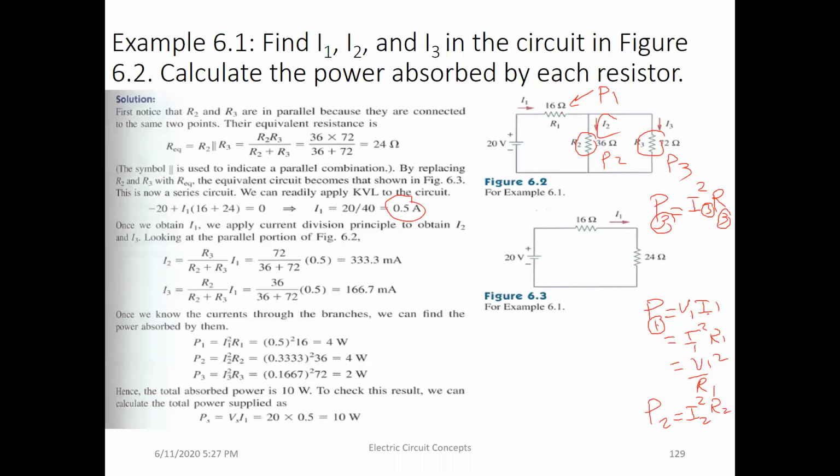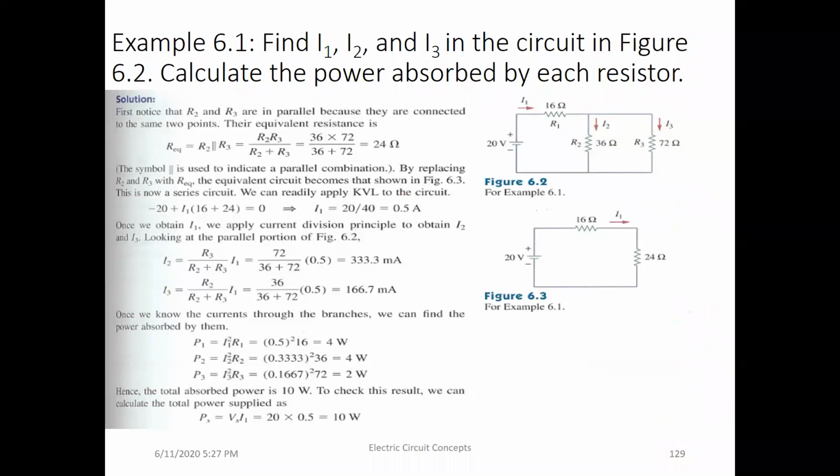Now, there's two ways to find this. One way is that I apply the formula of the power at the 20 volt supply. We know that the power coming from the supply will be I, which is coming from the supply, and in this case is 0.5, times the voltage supply, which is 20. So that will be 0.5 multiplied by 20, so it will be 10 watts.